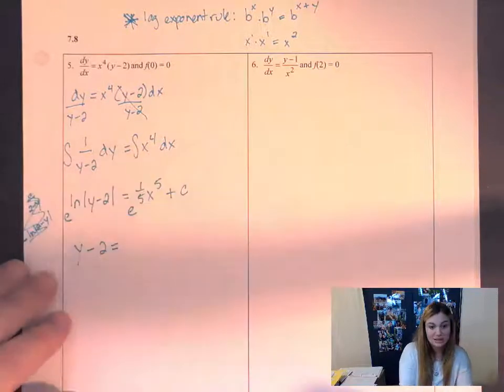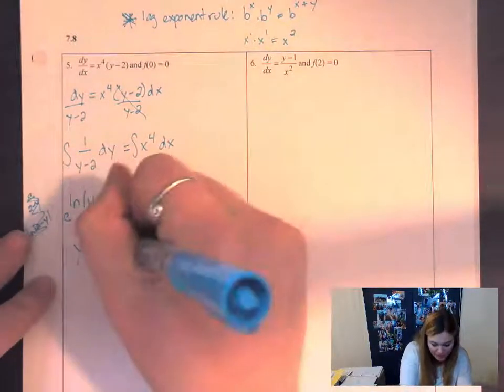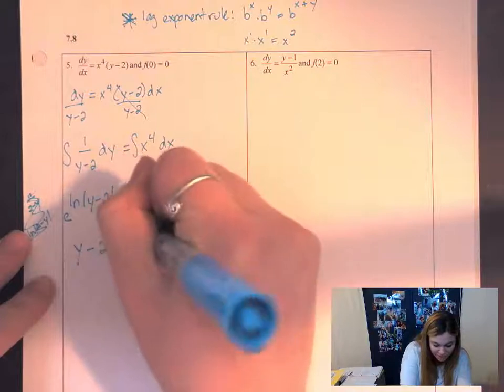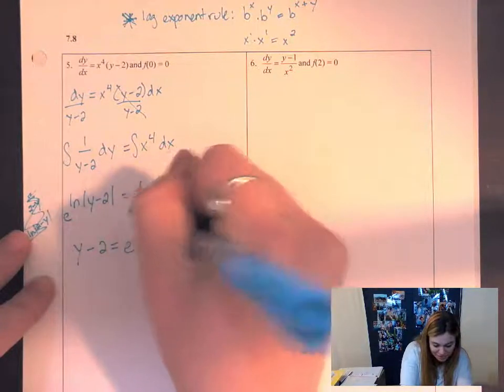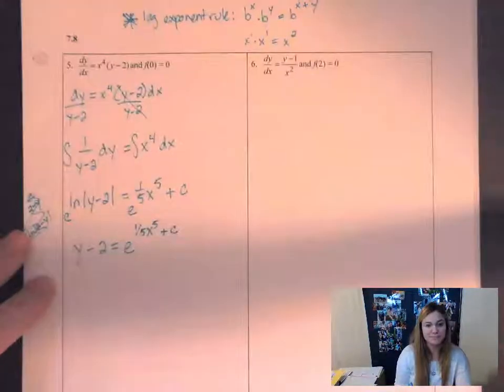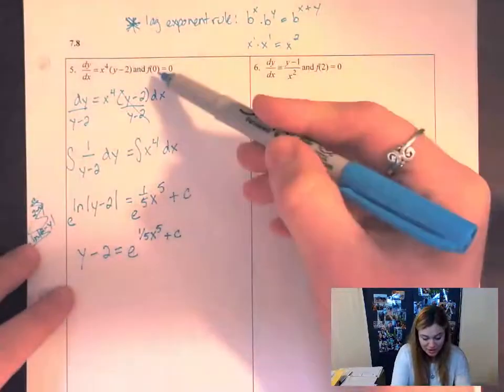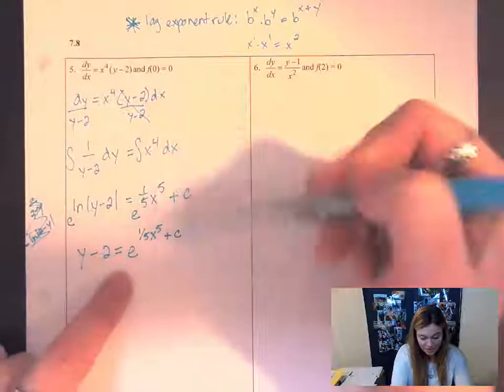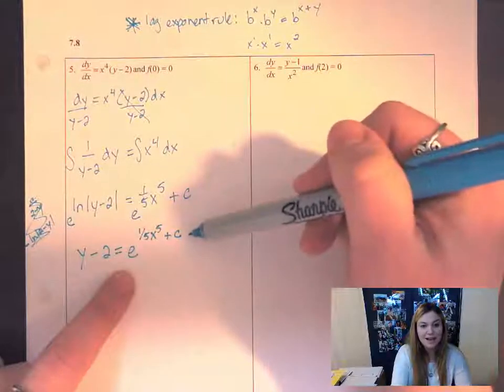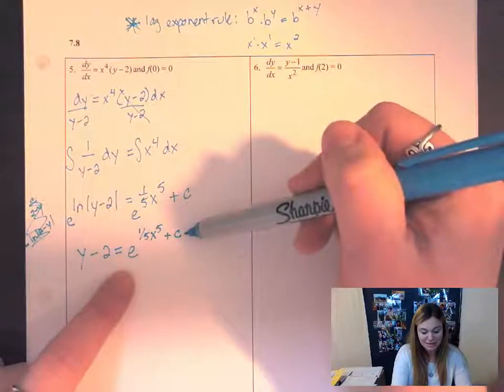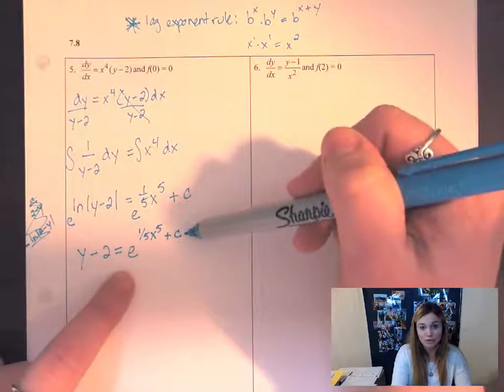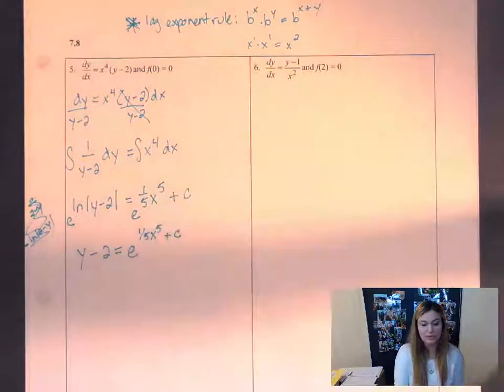So now I have this. E to a natural log will go away. Now I've got e to the 1/5 x to the 5th plus c. If I substitute in 0 and 0, I am not any closer to finding what this is, because I'd end up needing to take the natural log of both sides again, and then I'd be in the same boat as I was up here.